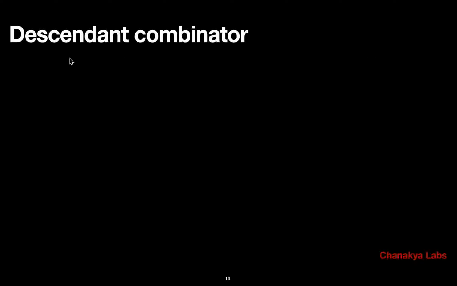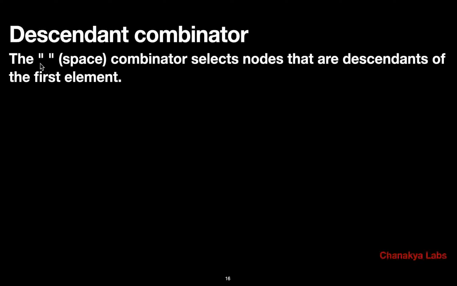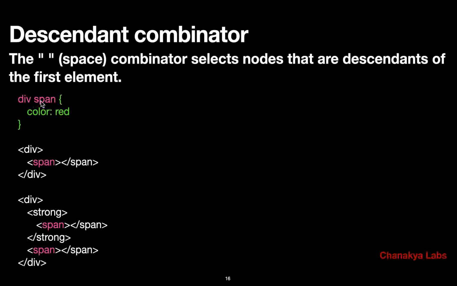Now let's see something called the descendant combinator. The descendant combinator is a space. If you write div space span, this will mean that span should be a descendant of div, and it does not have to be a direct descendant. It can be, say, a descendant of a descendant. So this will also match, and this will also match.